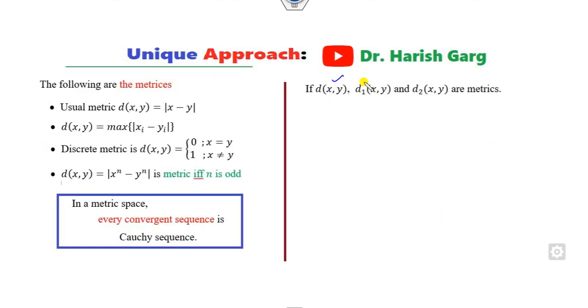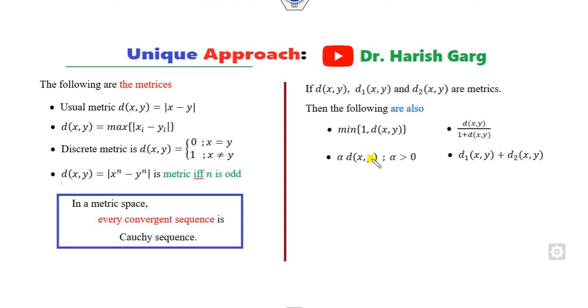Now, if you have three different metrics, that means these all satisfy the four properties, properties number 1, 2, 3, 4. Then based on this d1, d2 and d3, we can form the linear combination like this, which is also a metric space. Fine. Then the minimum of 1 and d is also a metric space. d over 1 plus d is also a metric space. Alpha times d, where alpha is a scalar and it's positive, is also a metric space. It means if I prove d is a metric, then 3d is also a metric and the sum of them is also a metric space.